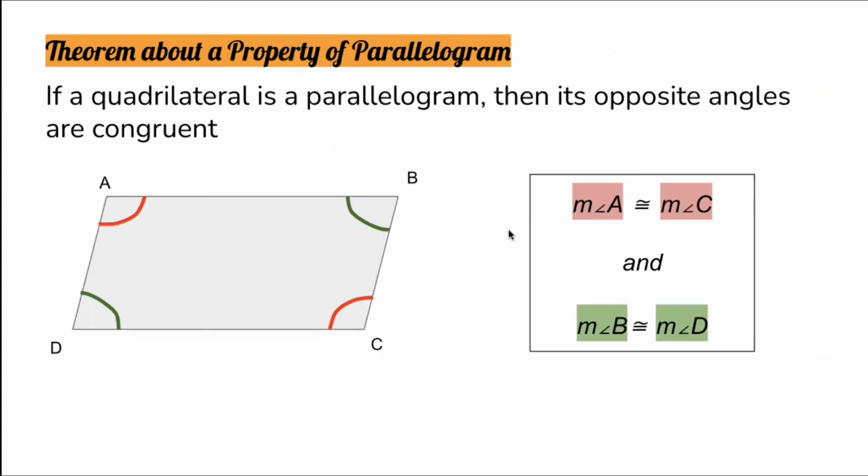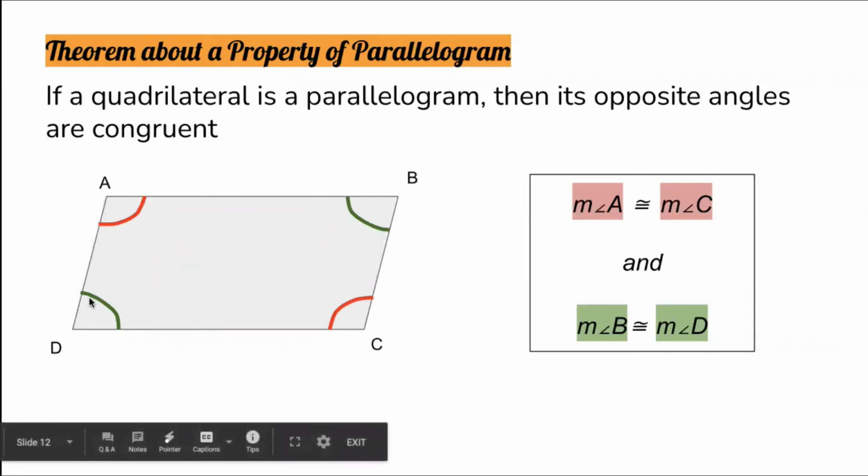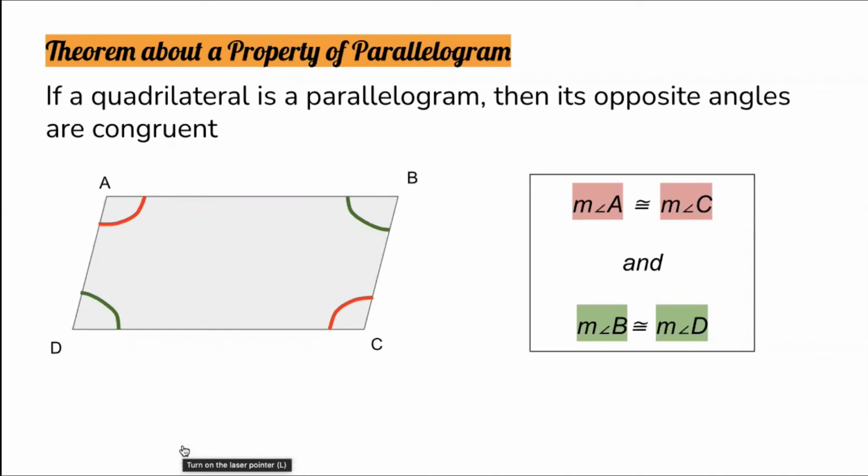So if a quadrilateral is a parallelogram, then its opposite angles are congruent. So here we have measurement of angle A will be congruent to measurement of angle C. Measurement of angle B will be congruent to our measurement of angle D in our parallelogram ABCD. So this is something else that we have here.